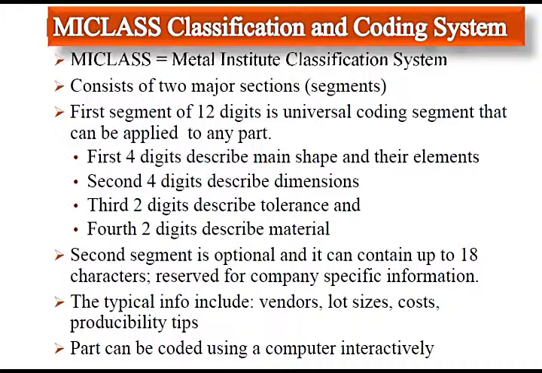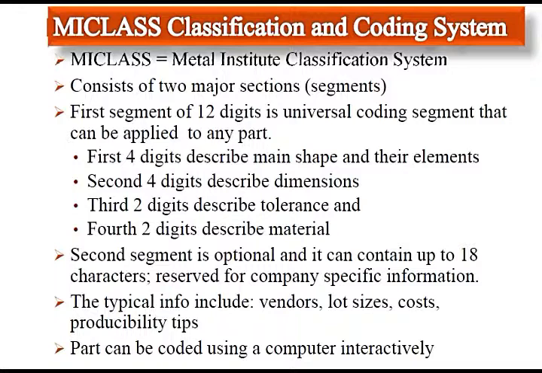MICLASS. MICLASS classification coding system. MICLASS means Metal Institute Classification System. It consists of two major sections. The first is a 10 digit universal code. The first four digits are shape, the second four digits are dimension, the third two digits are tolerance, and the fourth two digits are desirable material.